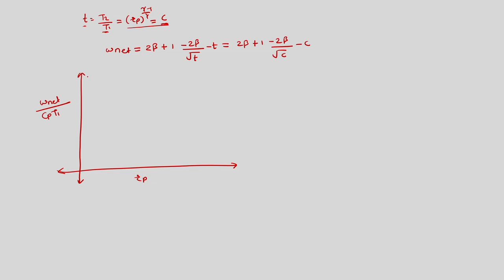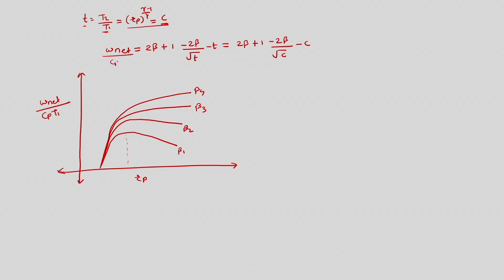So we will plot it for different betas. So this is beta 1, this is beta 2, this is for beta 3, and this is for beta 4. So here as well, at higher pressure ratios we can see that the network decreases. This is W net upon Cp T1.